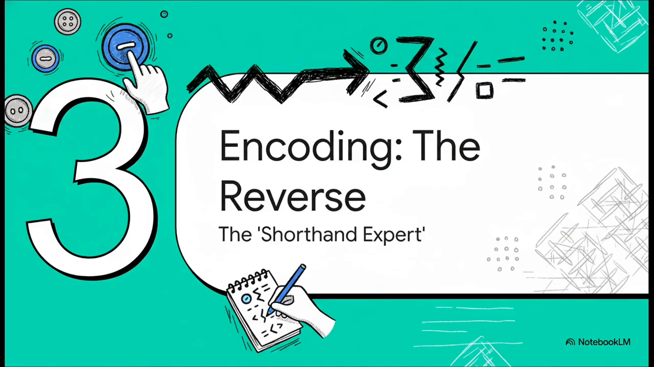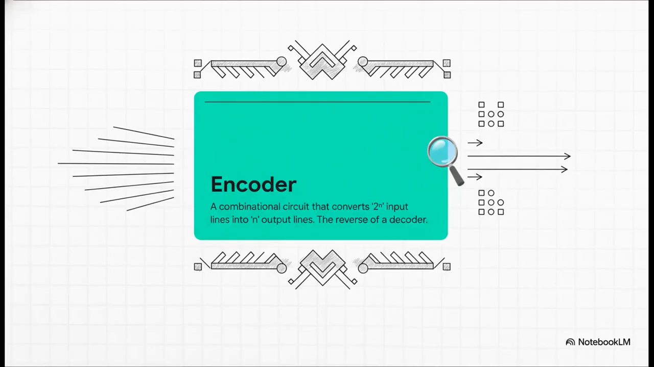Well, that leads us perfectly to the second hero of our story, the encoder. It's the reverse mission. If the decoder is our light switch operator, then the encoder is the shorthand expert. It sees a single big event, like you pressing the Q key, and its whole job is to quickly jot that down into a short, efficient code. And you probably guessed it, but yeah, it's the exact opposite of a decoder.